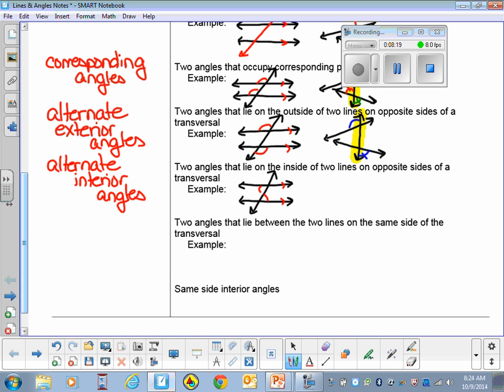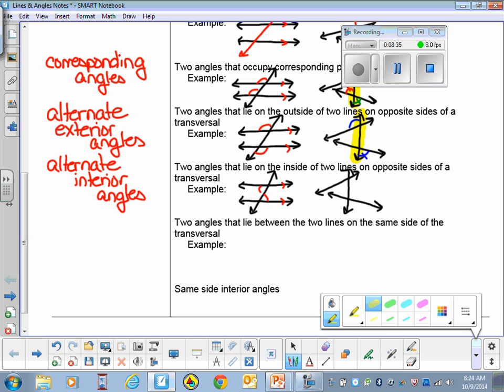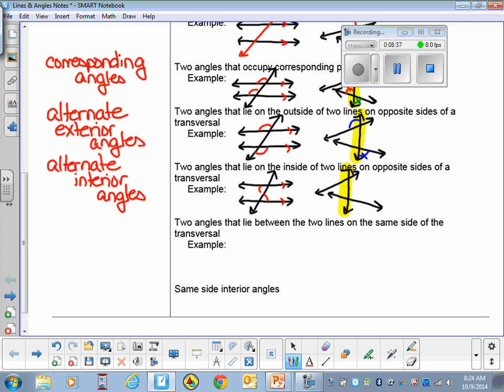Much more fun when you've got random lines. Like that. Okay, so below the line and to the left of the transversal, above the line and to the right of the transversal, not necessarily congruent.